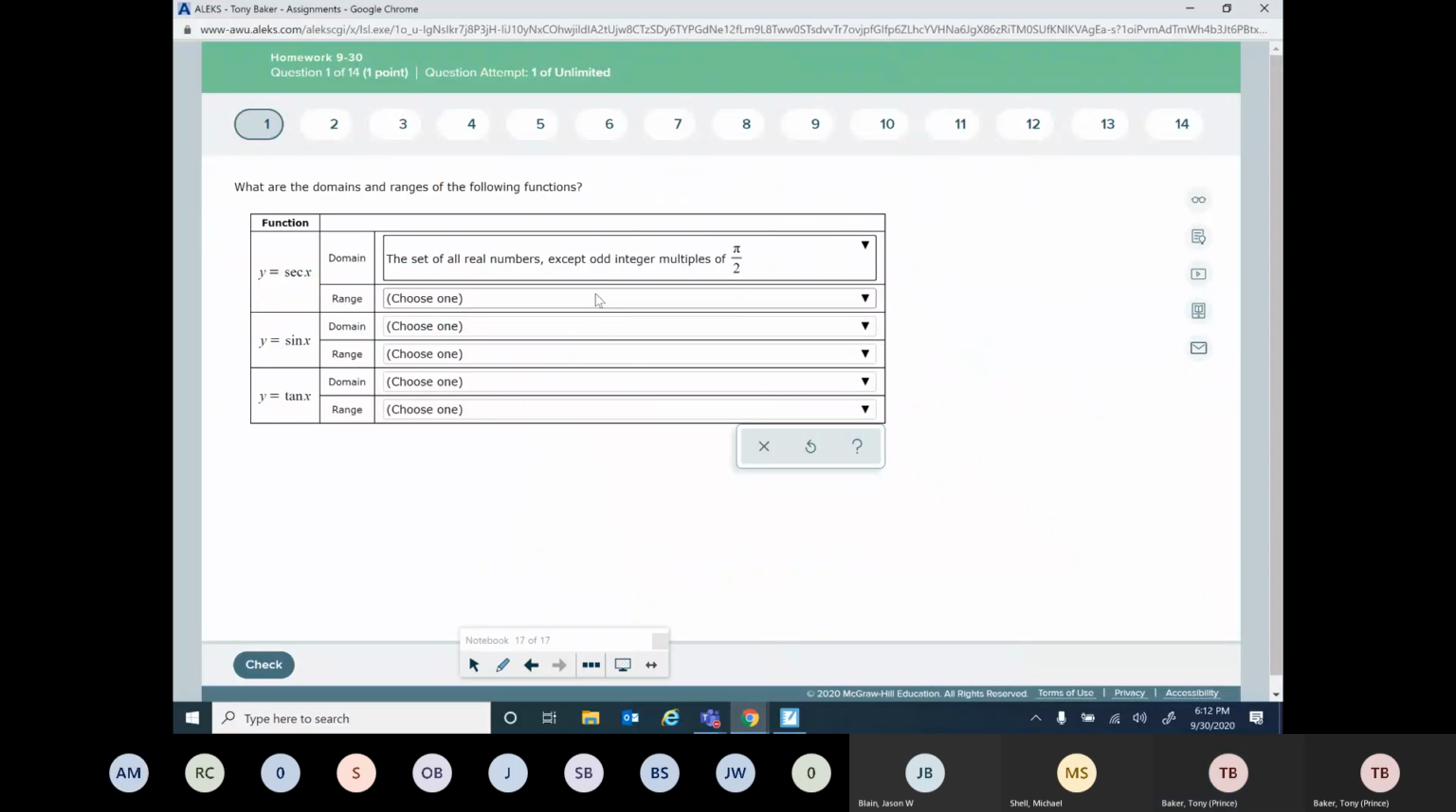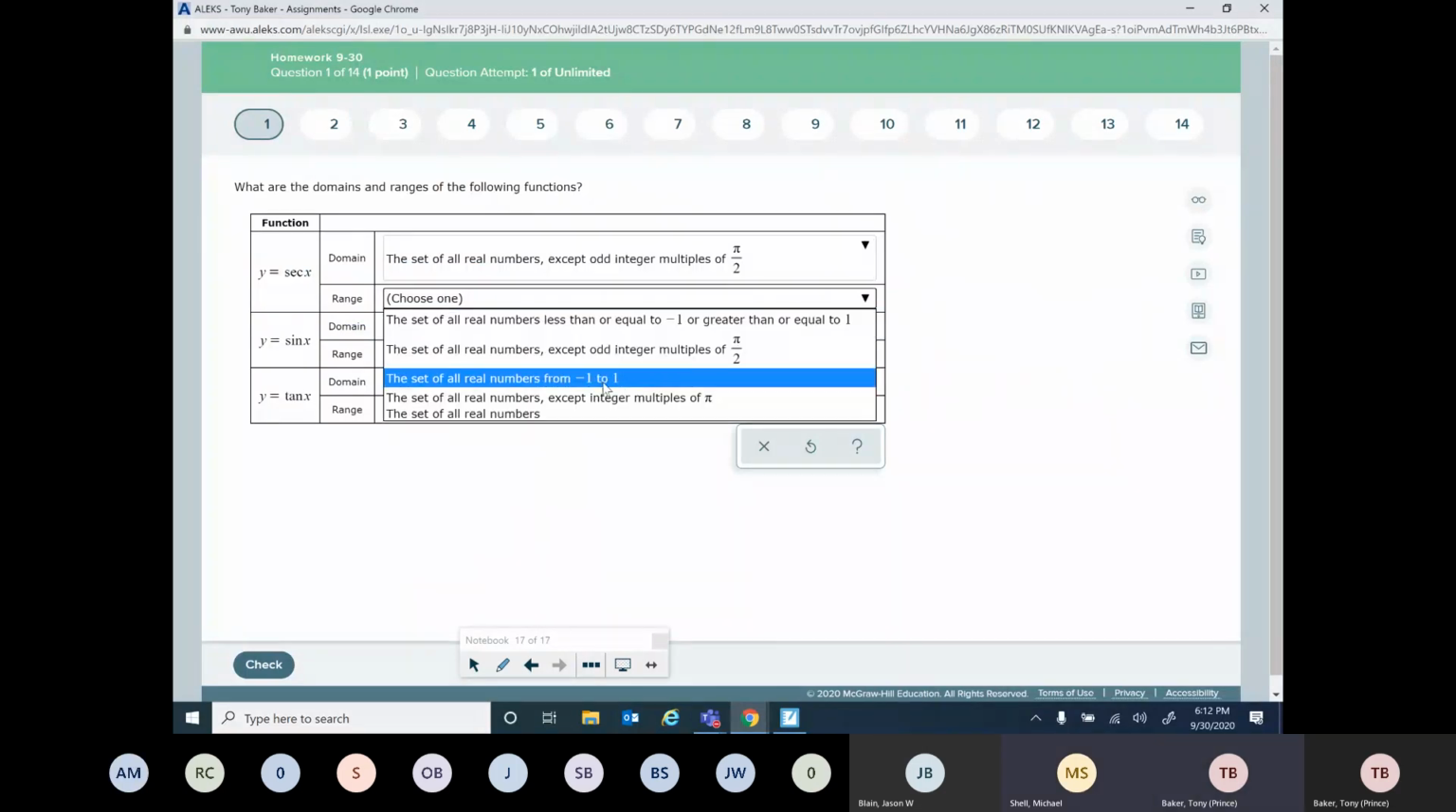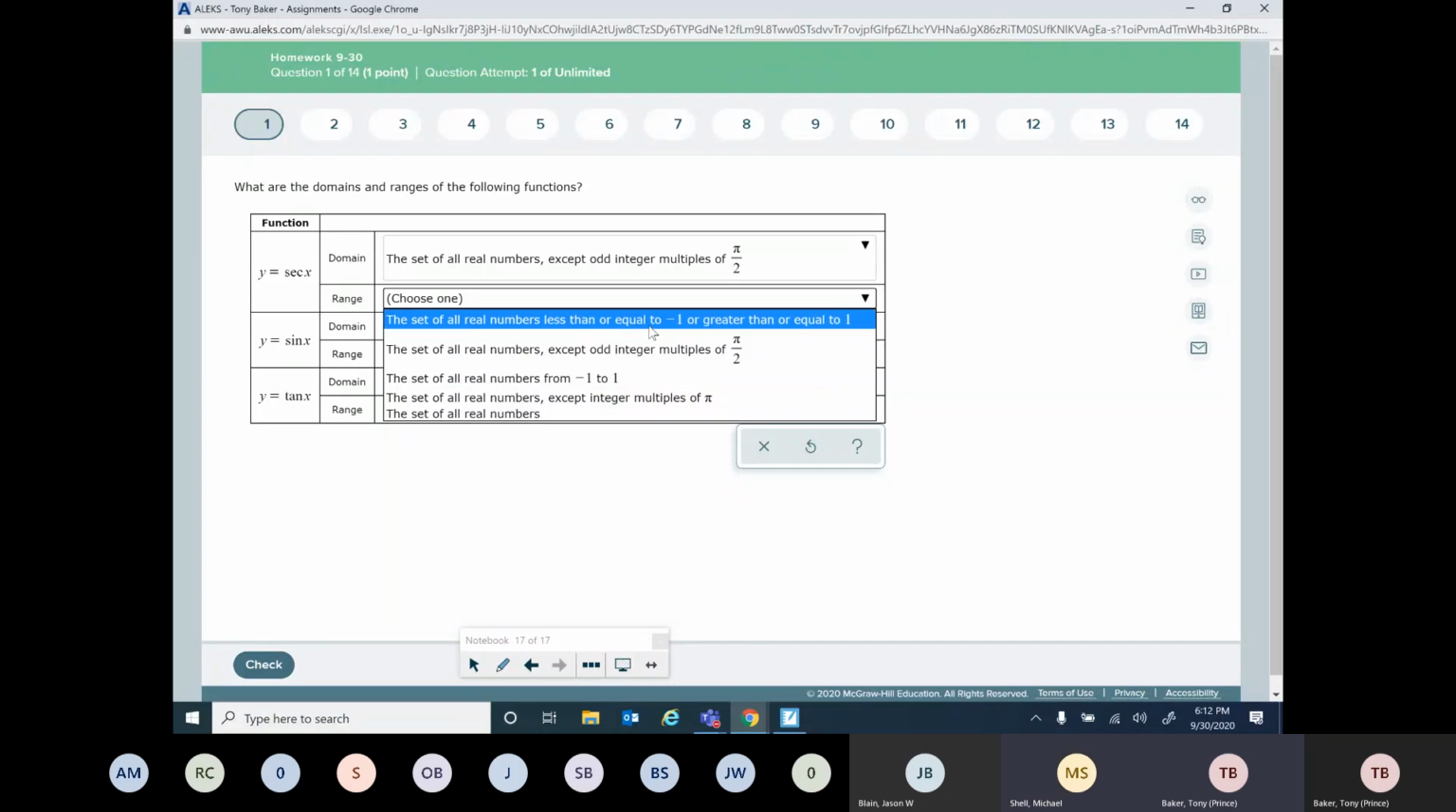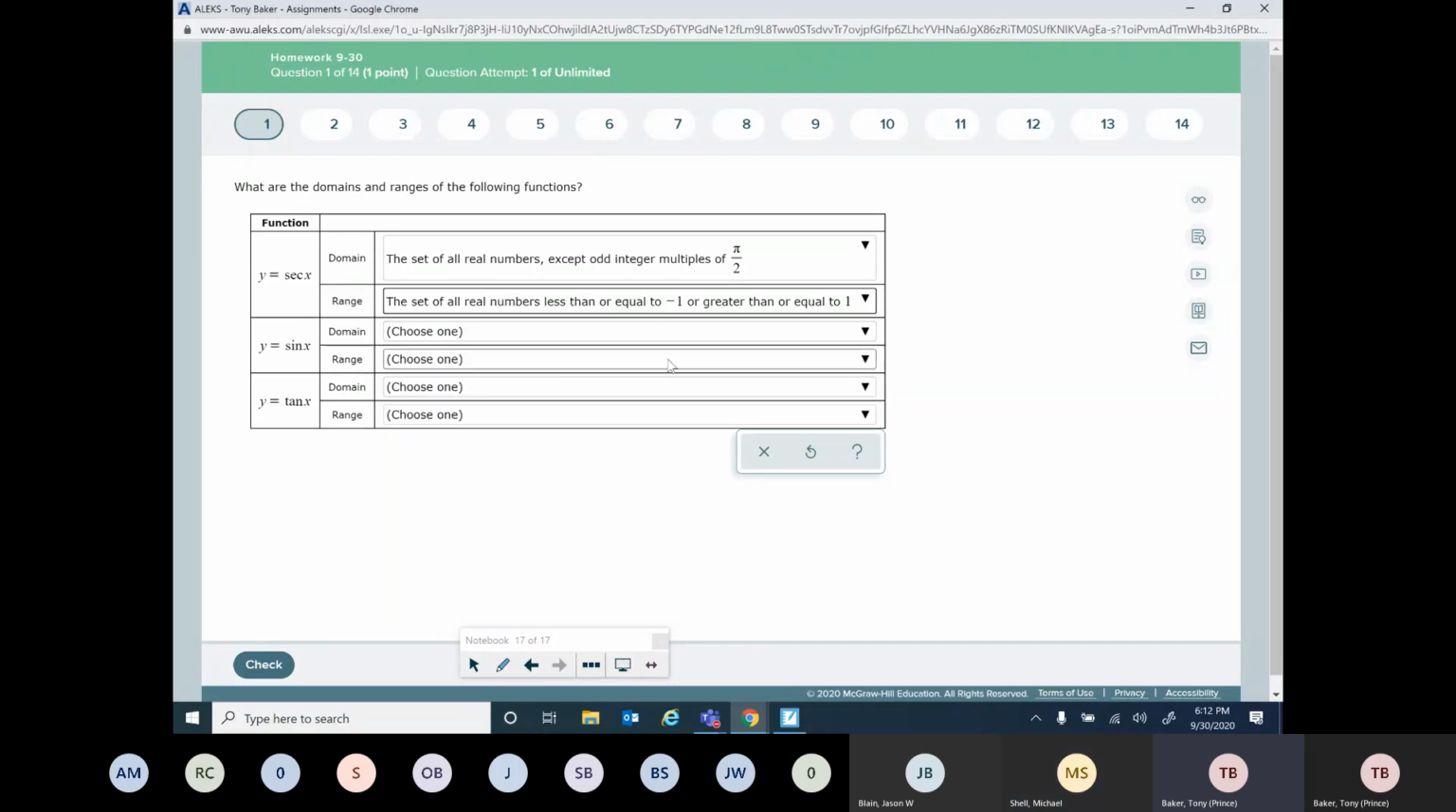Okay. My range is a set of all real numbers, not from -1 to 1. It's a set of all numbers less than or equal to -1 and greater than or equal to 1. So it's the inverse of the sine and the cosine of that section. Cosine is 90 degrees off of sine.